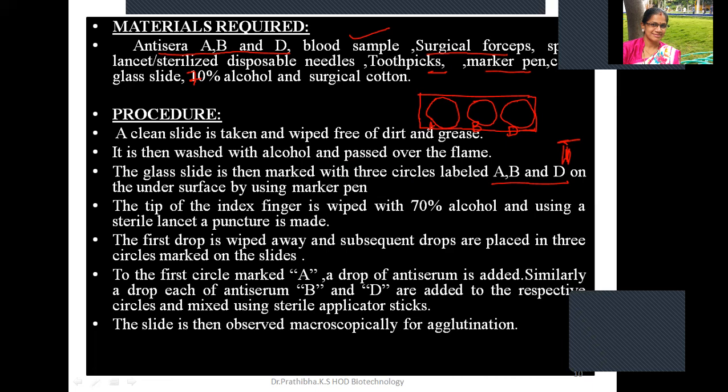This is the circle where you put the anti-sera A, this is the circle where you put the anti-sera B, and this is the circle where you put the anti-sera D. The first and second circles tell us whether the blood group is A, B, AB, or O. But the third circle gives the information about whether the blood is Rh positive or Rh negative. That determination can be done in this third circle.